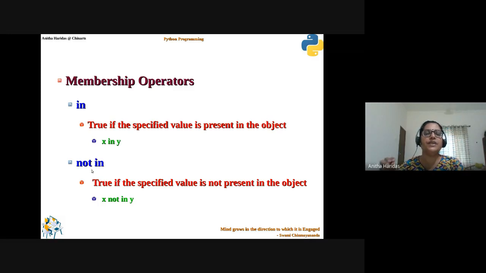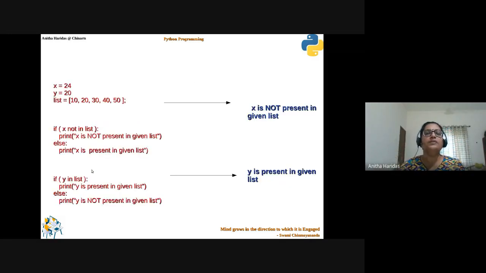So in will check whether the value is available in the collection or not. Not in will check whether the value is not available in the collection or not, right? So that is the only difference between them.